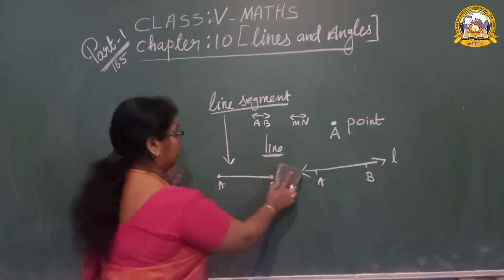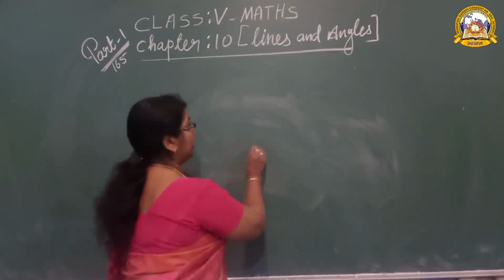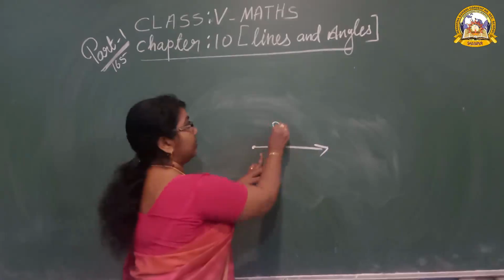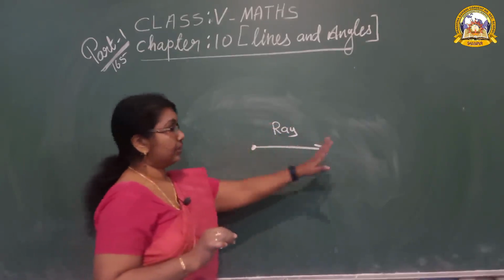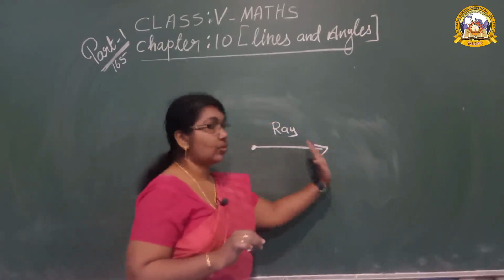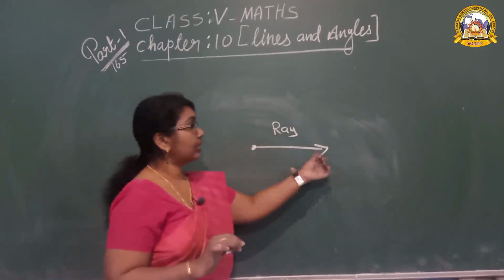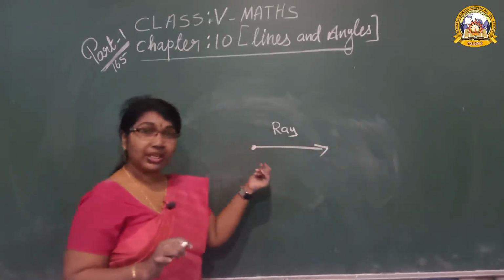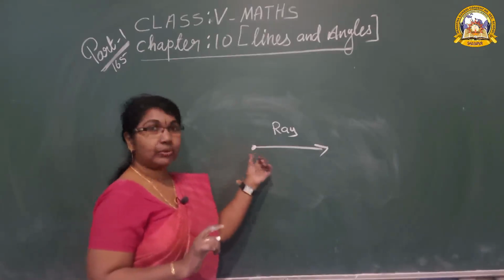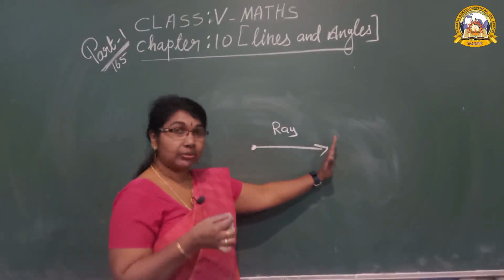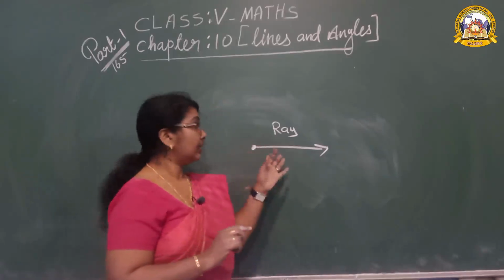Now the next one. What is its name? Its name is ray. A ray has a starting point but no end point. One side it goes on. We cannot measure it. Why? It has no fixed length. How many end points are there? Only one end point, the starting point. There is no ending. Understood point, line, line segment and ray.